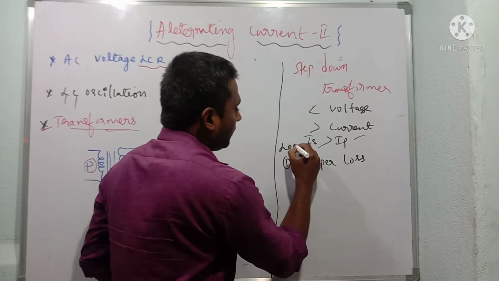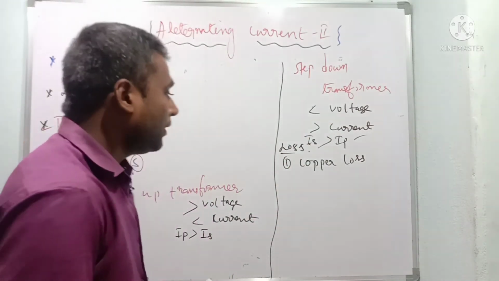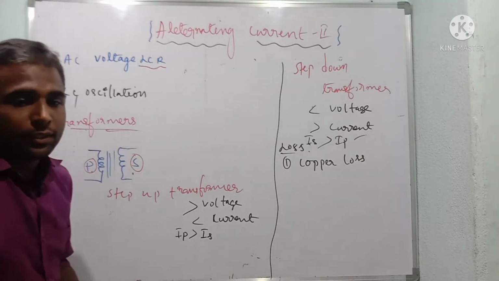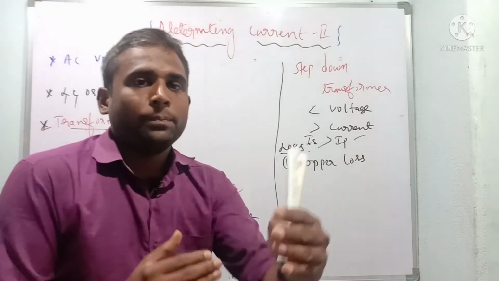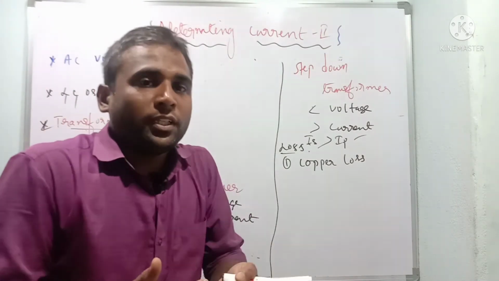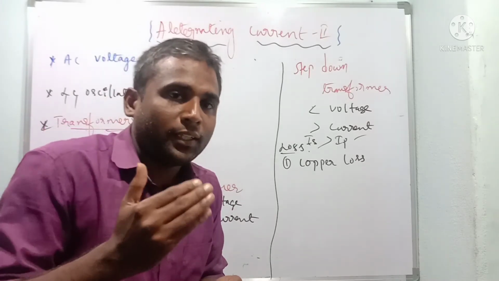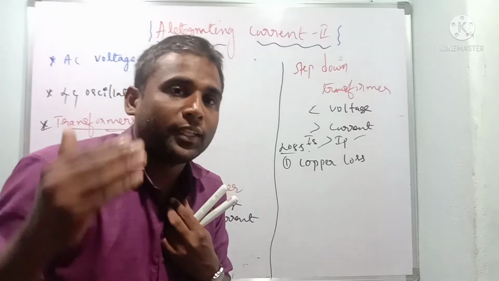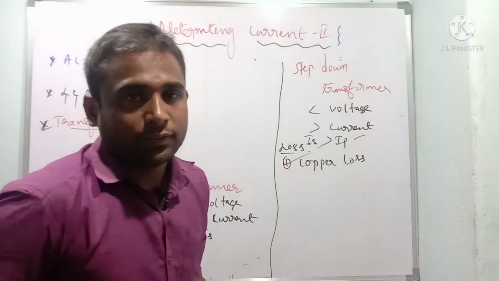So loss, okay, so what is copper loss? When I pass current through the primary coil and secondary coil, they have some resistance. Where there is a resistance, there will be an opposing force, and opposing force means it produces heat. So here the electrical energy is dissipating in the form of heat. It is wasted as heat. That is called copper loss.